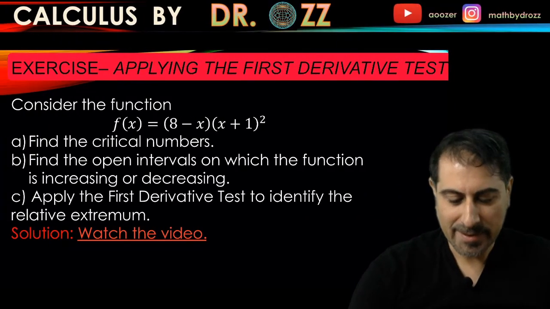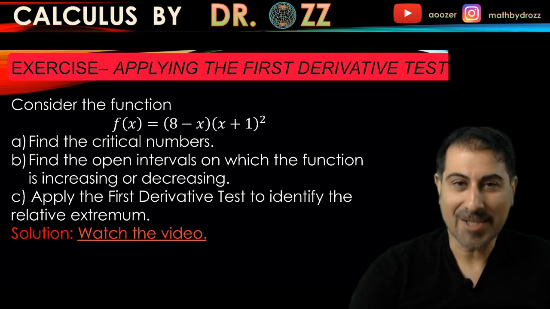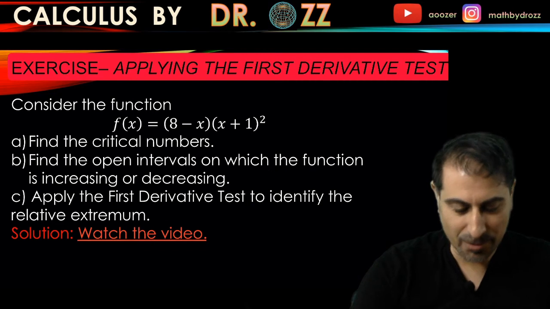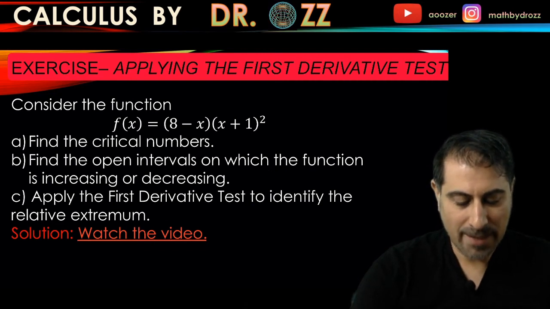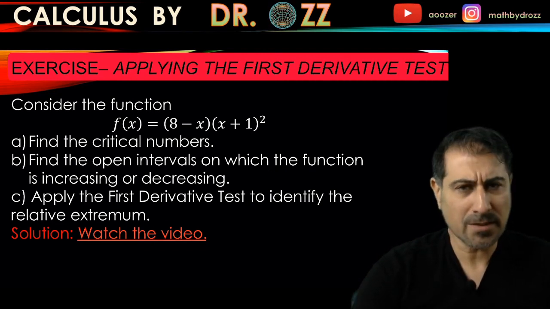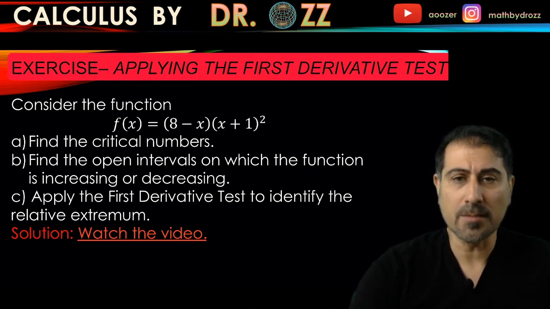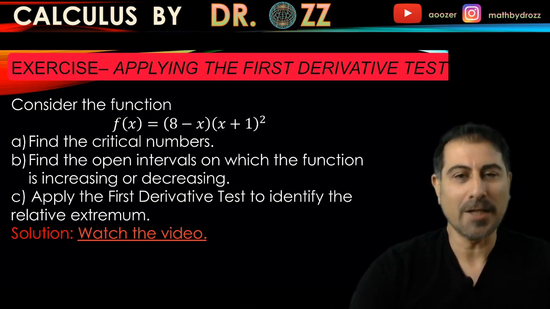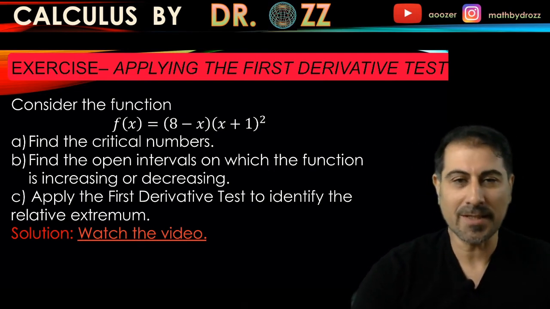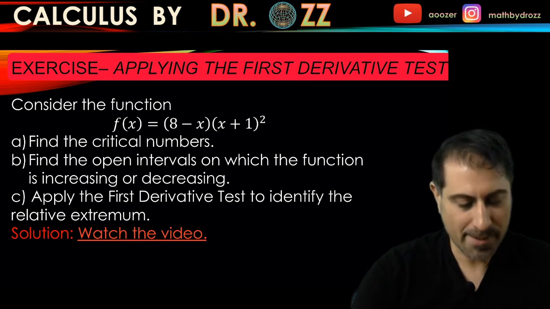The next exercise is about the application of the first derivative test, very similar to the last example in the video. This time we have 8 minus x times x plus 1 squared. In fact, it's a cubic. You first find the critical numbers, and then you find open intervals where the function is increasing or decreasing, and then we apply the first derivative test to locate relative extrema.